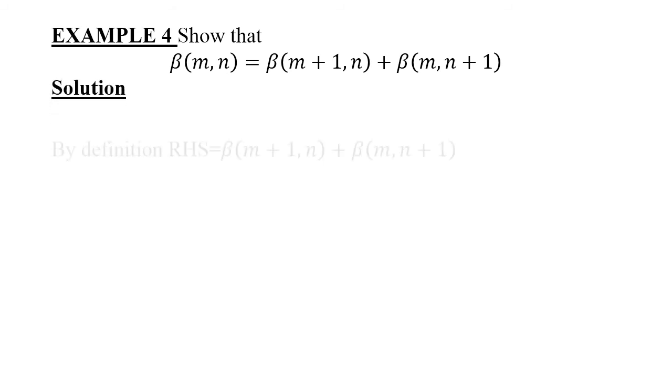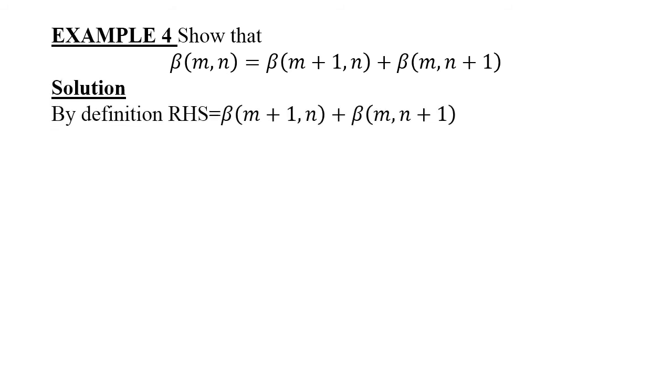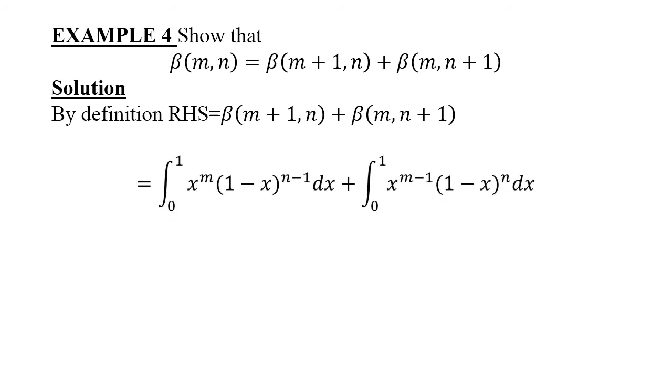Now see the next example. We have to show that β(m,n) is equal to β(m+1,n) plus β(m,n+1). By definition, from the right-hand side we have β(m+1,n) plus β(m,n+1). That we write from the definition of the beta function: the integral from 0 to 1 of x^m (1-x)^(n-1) dx plus the integral from 0 to 1 of x^(m-1) (1-x)^n dx.